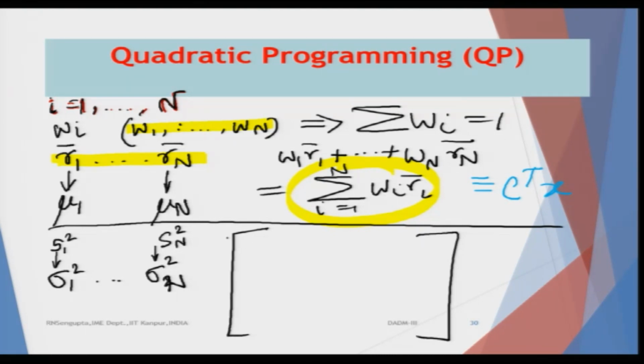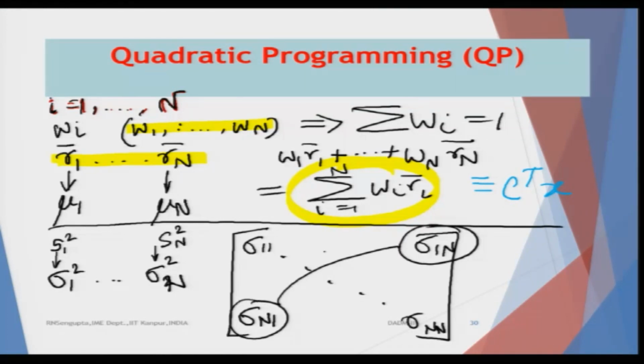I am writing the population values. I can replace them with the estimates from the sample, but in order to make life simple for us, let us write it. So, sigma 1 1 is the 1 comma 1 element, sigma n n is the n comma n element, and the off-diagonal elements are given as sigma 1 n and sigma n 1. So, they are symmetric. This is basically the variance covariance matrix which you have.